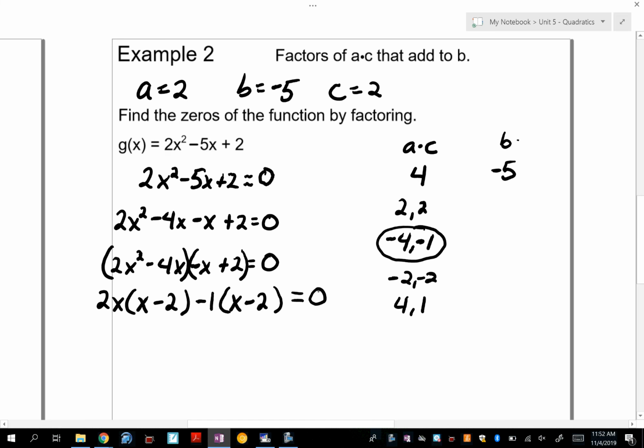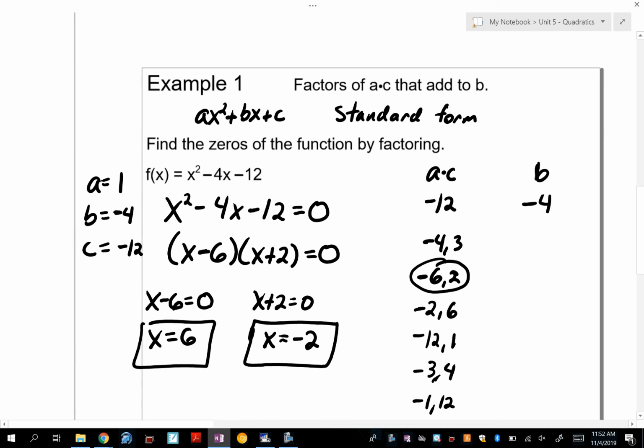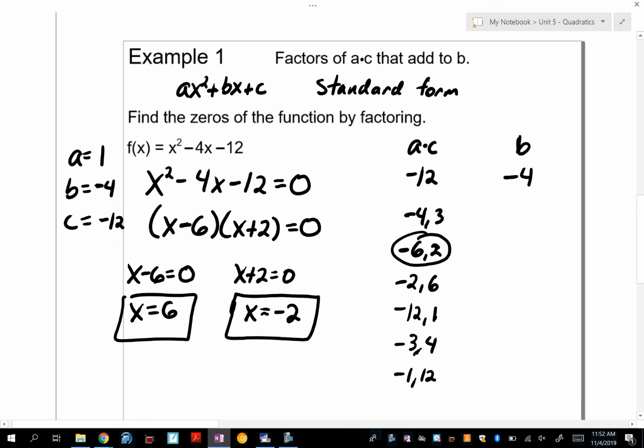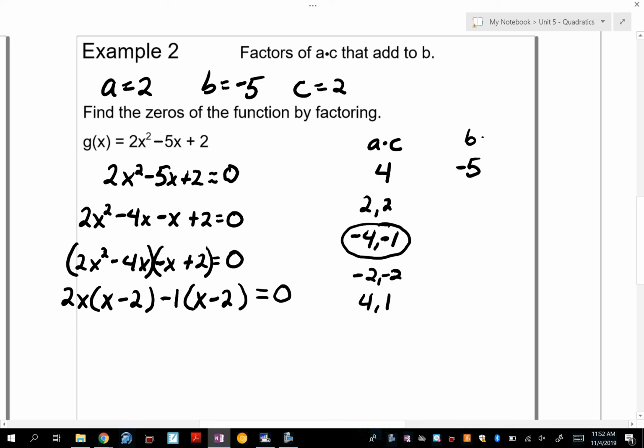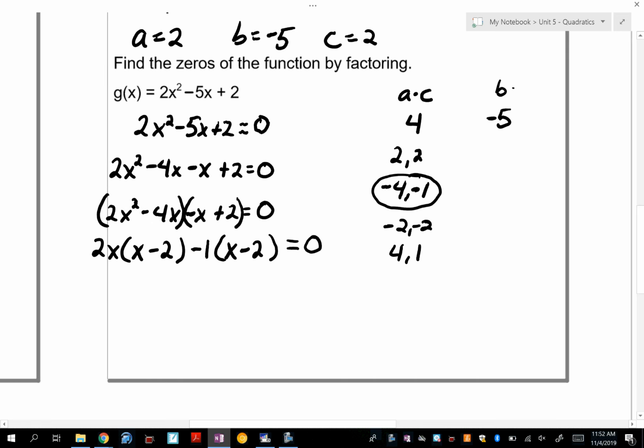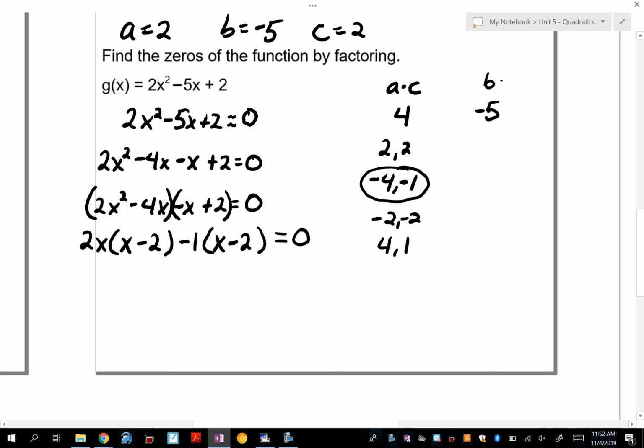How do you know when you do that one? Great question. What was letter A in example 1? What is letter A in this one? Not 1. So if it's like 3 or 4 or 6 or 9, whatever, the format has to be one. To do example 1, you got to have A as 1.